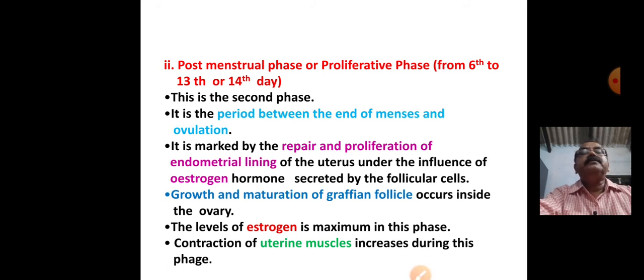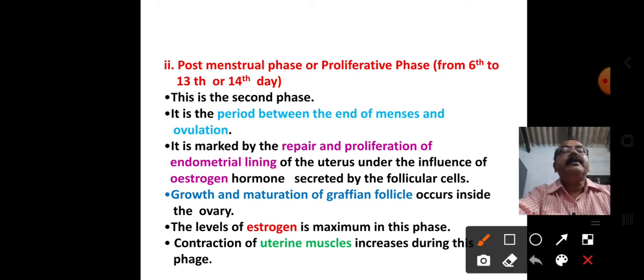The second phase is the postmenstrual phase or proliferative phase. It starts from the 6th day and continues up to the 13th or 14th day. It is the period between the end of menstruation and ovulation. It is marked by repair and proliferation of the endometrial lining, and it takes place under the influence of estrogen hormone, and the estrogen is secreted by the follicular cells.